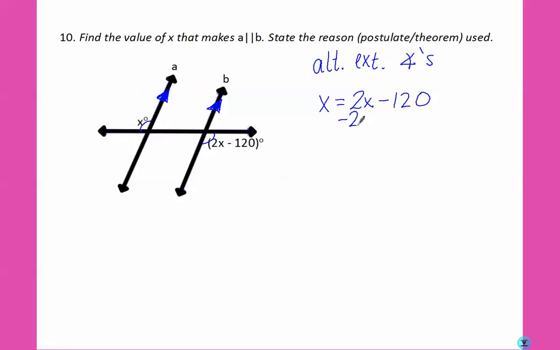So I'm going to subtract 2x to get our x's together. Negative x equals negative 120. Divide by negative 1. And I get that x equals 120.